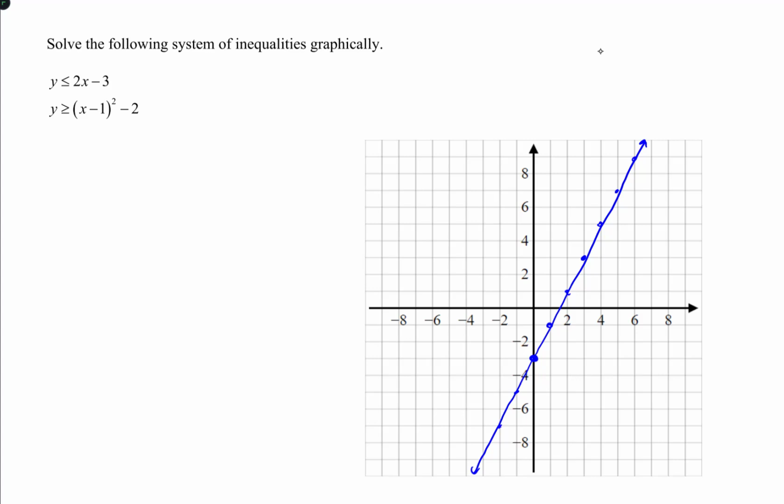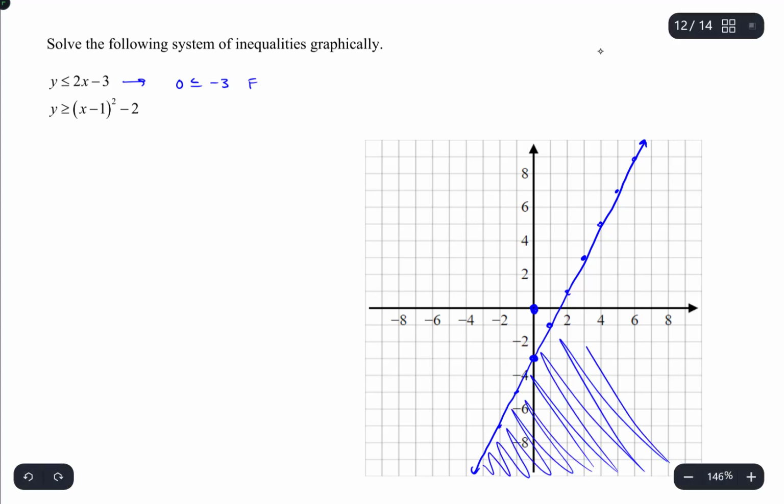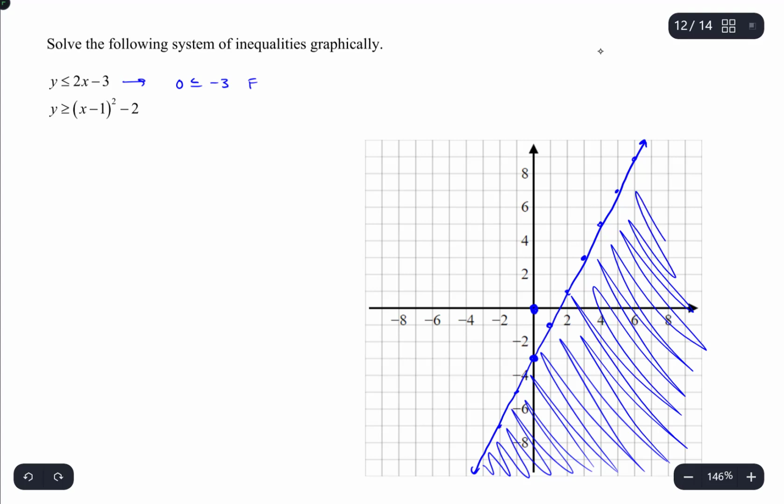Lastly, I need to decide which side of the line needs shaded. So I'll take the origin, since it's not passing through the origin, plug it into this inequality, which would be 0 is less than or equal to 2 times 0, which is 0, minus 3. So 0 is less than -3. And that's a false statement. Since that's a false statement, what that means is I need to shade the side of the line that is opposite the origin. So this side of the line over here needs shaded.